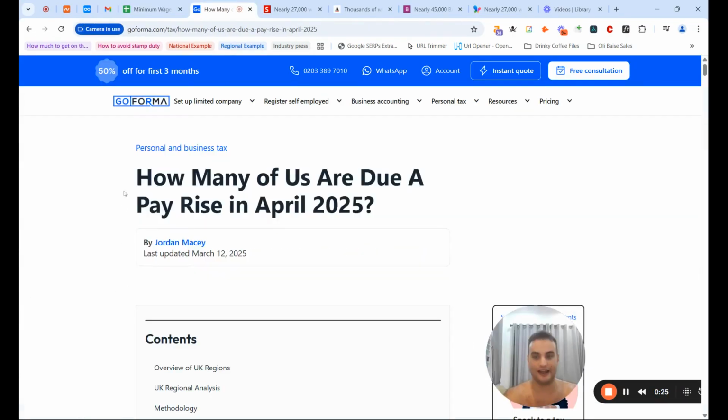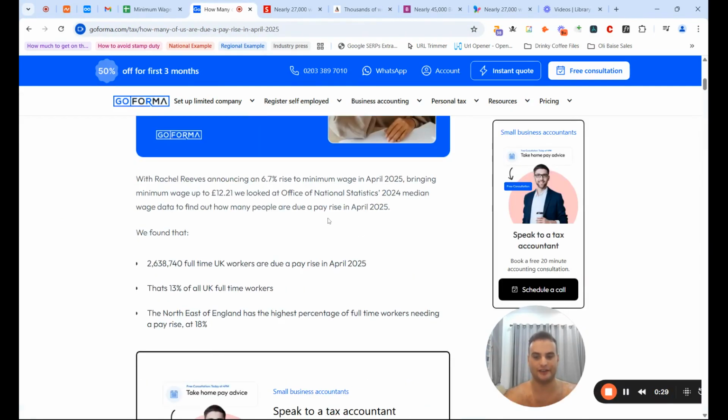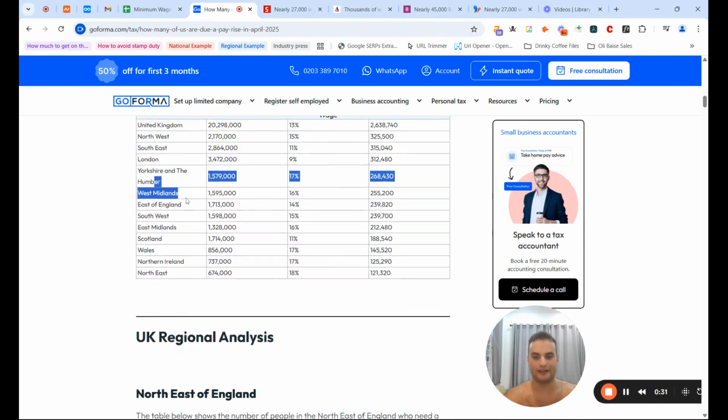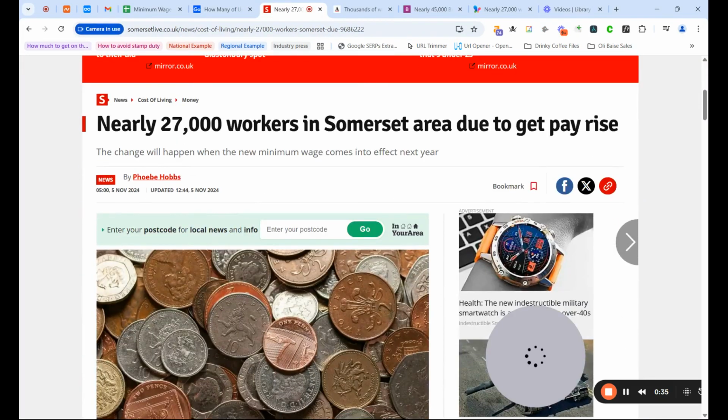This is the landing page. So how many of us are due a pay rise in April 2025? And then it's broken down by region and then by city. These are the places that we got in.